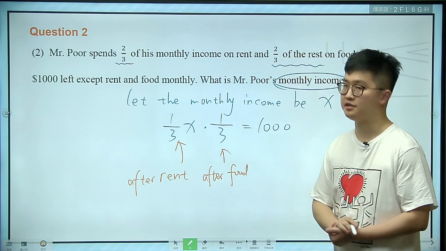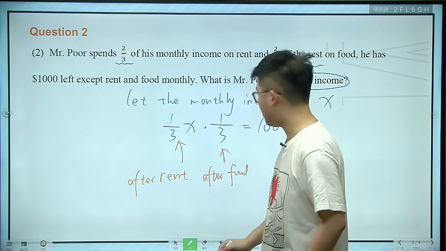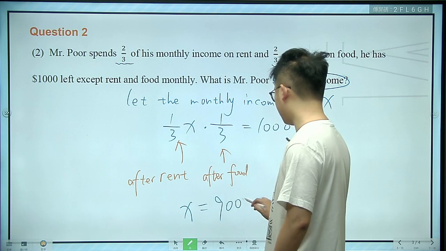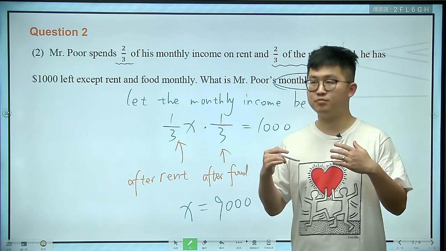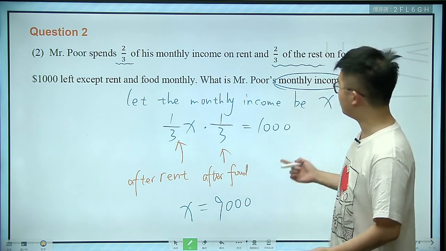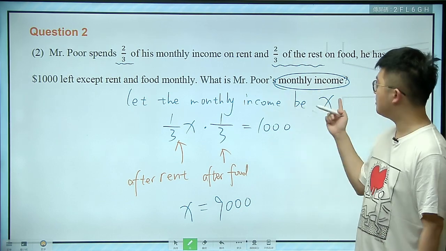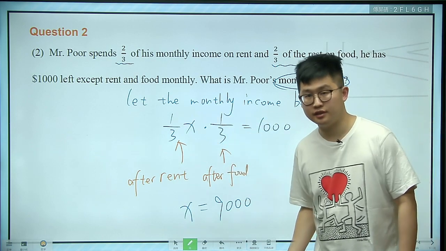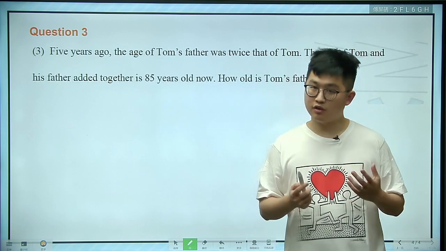Let's skip the calculation part and go straight to the conclusion that x should be $9,000. So this is the standard process for how we solve a word problem. We first let something, usually what we want to know, be x, then set up an equation, and then solve the equation.